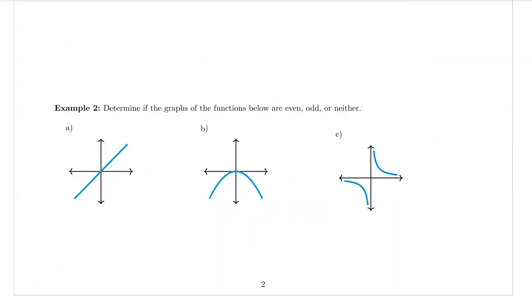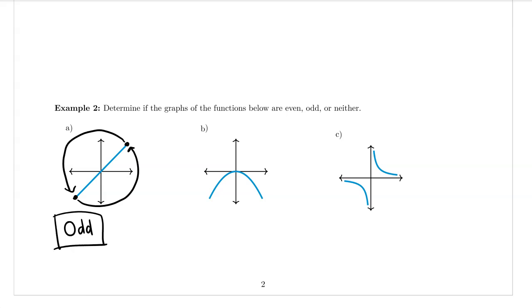Example 2 says determine if the graphs of the functions below are even, odd, or neither. So let's look at graph A. I have a line that goes through the origin, and if I were to reflect this, or excuse me, if I were to take these ordered pairs and rotate them in either direction 180 degrees, notice that they would rotate into those same spots, and essentially I'd have the exact same graph. So this is an example of an odd function.